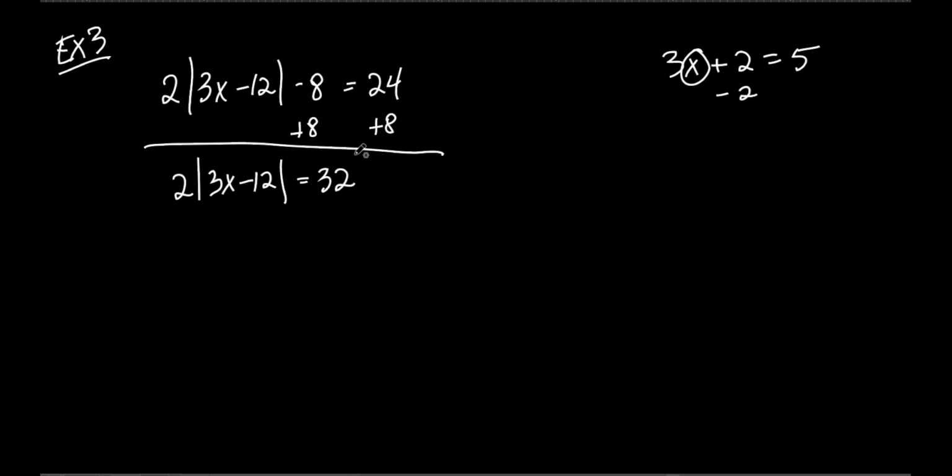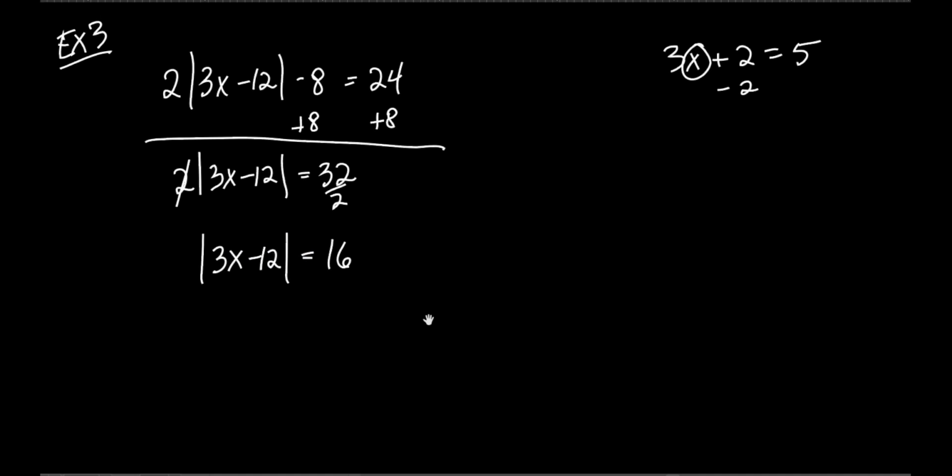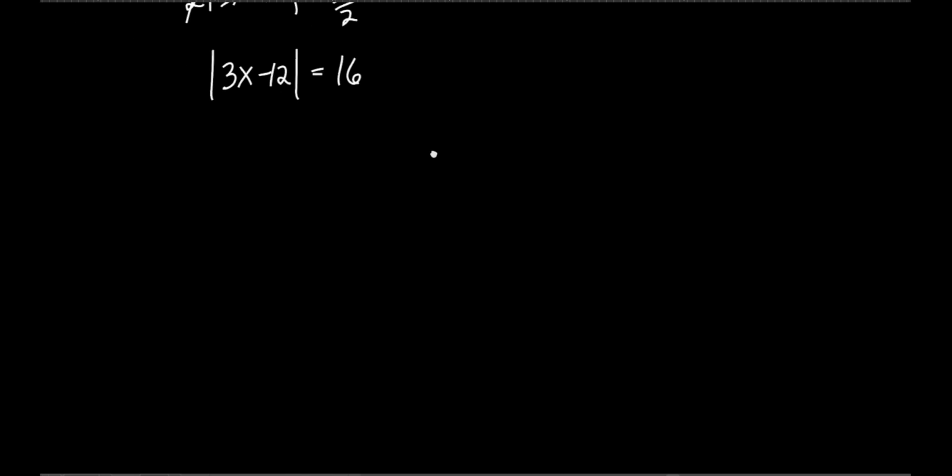Now what do I do? Just like we would have done over here, now I could divide by 2, right? So divide by 2, divide by 2. So I get the absolute value of 3x minus 12 is equal to 16. Now, what did I say earlier? Before I actually deal with the absolute value, I want to get rid of everything that's with the absolute value. I got rid of the 8, got rid of the 2. Now I'm ready to go.